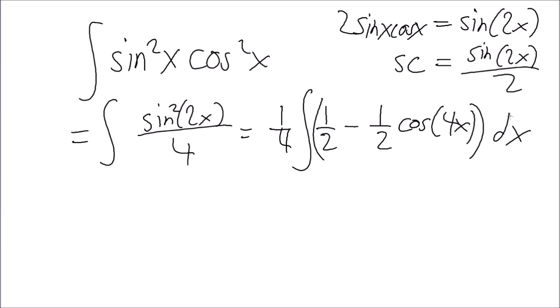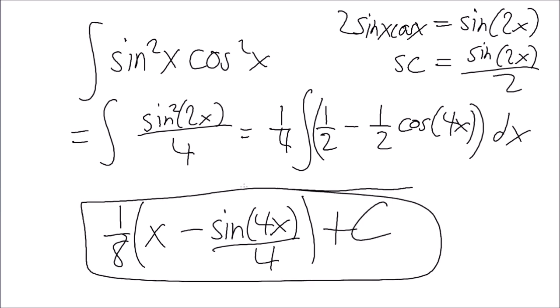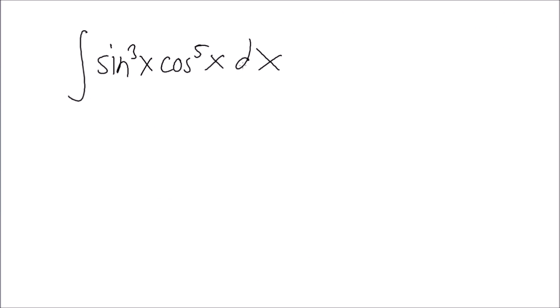Okay. And so now we go ahead. We can technically factor this out, right? So this would be 1/8, and this is x minus sine of 4x divided by 4 because of chain rule, and then we're done.